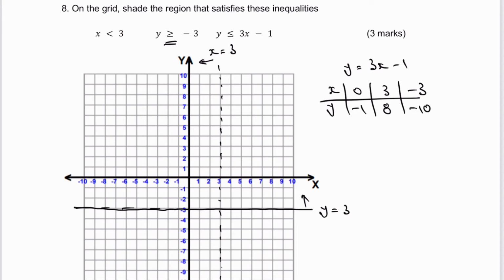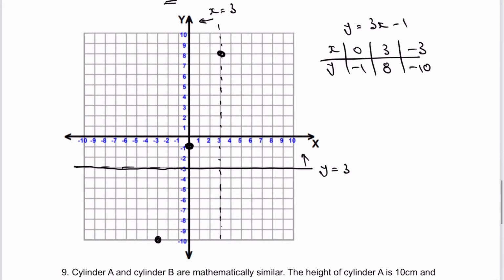So now I've got these coordinates that I can plot directly onto the screen itself. So 0, minus 1, I hope this will show up on the video, is going to be here. I'll make it nice and big there. 3, 8 is going to be all the way up here. Okay, and then I've got minus 3, minus 10 is going to be right at the bottom here. Hopefully that will be okay for you.